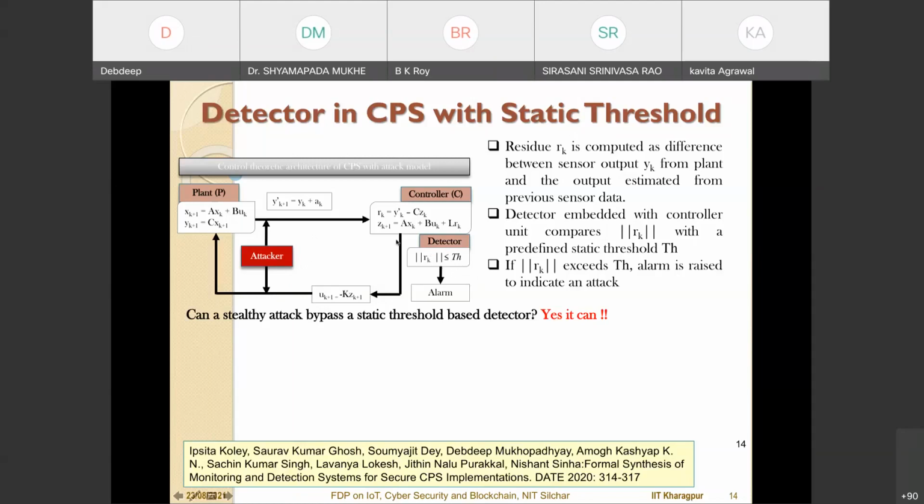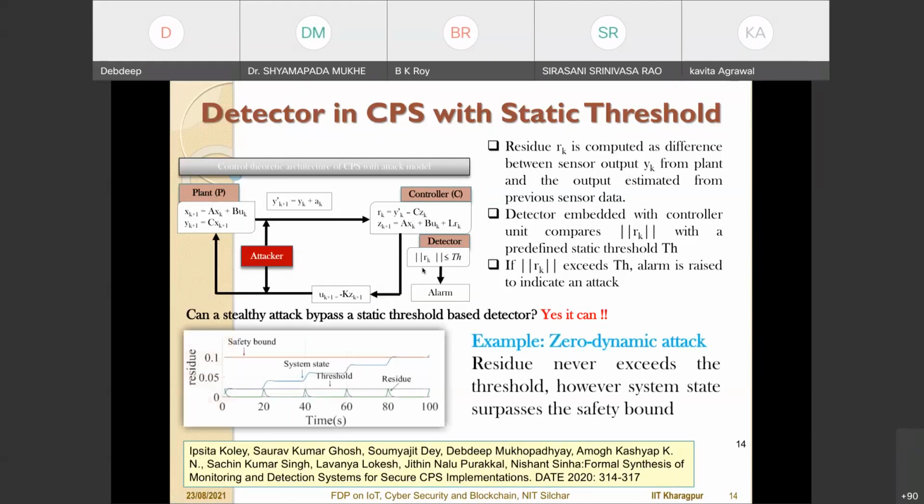Now the attacker understands this detection policy, and tries to inject perturbation so that the condition of the detector is never violated, and therefore the detector doesn't throw any alarm. But can this stealthy attack bypass the detector and create havoc? Here is a simulation which shows that it indeed can. You can see that the system state, shown by the blue line, is gradually increasing, and it crosses the safety bound in a certain amount of time, whereas the residue, shown by the purple line, never exceeds the threshold.